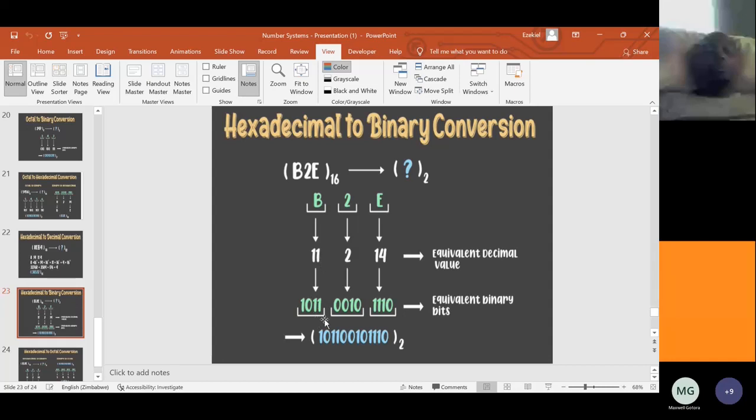And then when you have your binary digits or bits, you arrange them in the order they have, and that will be your answer in base 2, or binary. So for hexadecimal to binary, you just put the equivalent decimal value, and then you convert each and every value. It's very important. You have to convert each and every value to its equivalent binary bits. So it will be B alone, 2 alone, then E alone. I think that's all there.